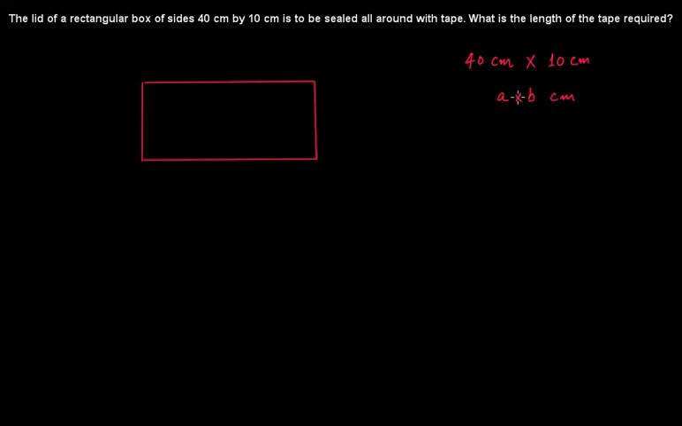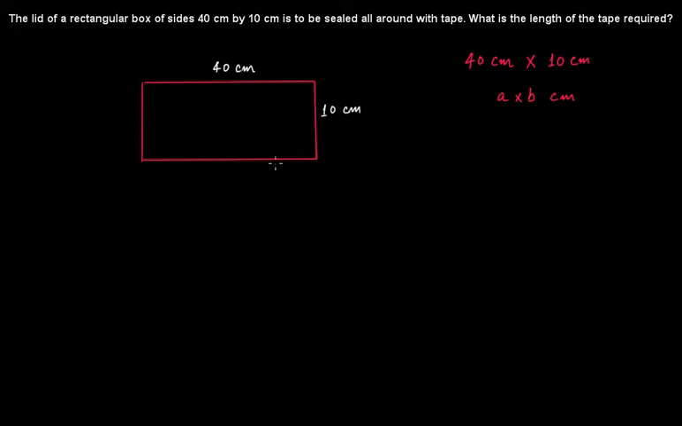If this is given for a rectangular field, then always think that A is the length and B is the breadth of that given figure. So in this case, if it is 40 cm by 10 cm, that can be written in this fashion. So the length will be 40 cm and the breadth will be 10 cm.